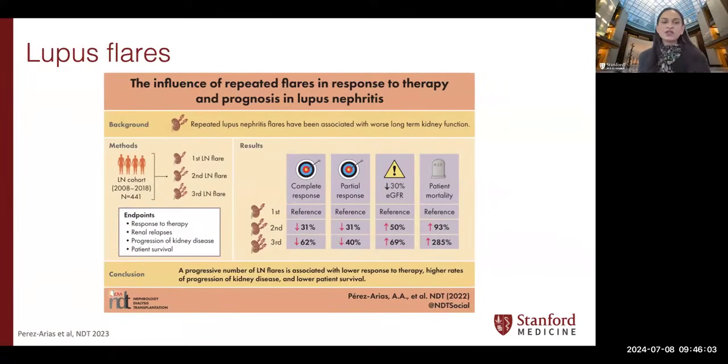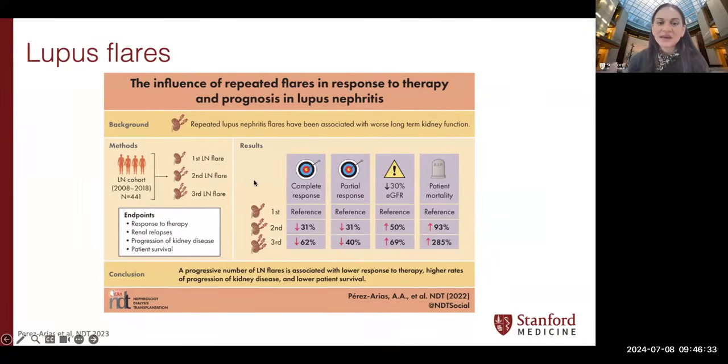So, lupus flares. In this disease, our whole goal of treating the patient is to keep their disease quiescent and in remission. But unfortunately, and I'm going to talk about treatments, the relapse rates can still be high. This study shows that with every relapse you get, there are higher rates of progression of the disease. The GFR can get worse and their mortality goes up.